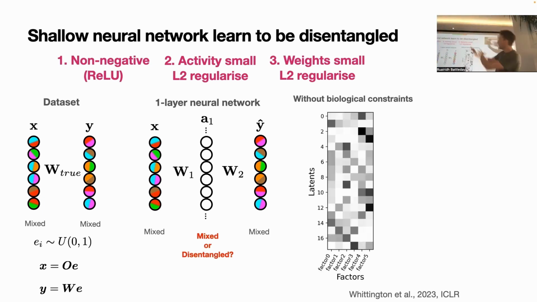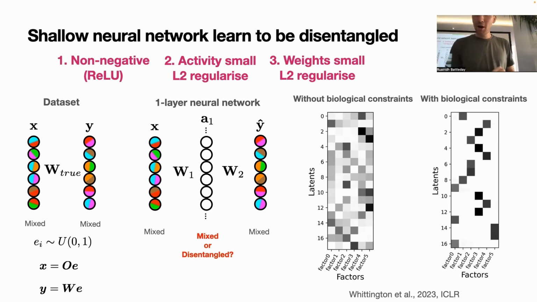Well, if we didn't have these biological constraints, it learns that function just fine, no problem. But we can see from here that neurons care about many things. So this is a matrix where these are neurons and these are the true underlying factors. Okay, so we can see that this neuron, for example, cares about this one a lot, this one a bit less, this one a bit less. This neuron cares about that one, that one, that one. Neurons are mixed, they care about lots of things.